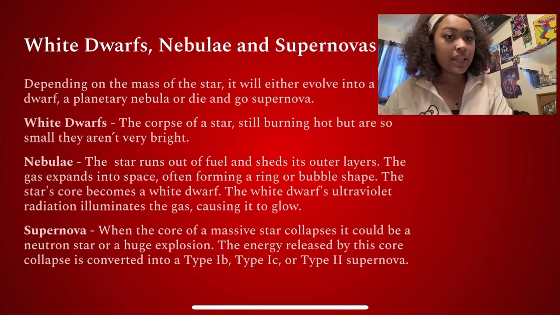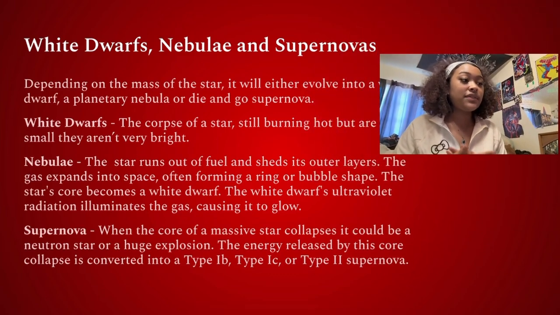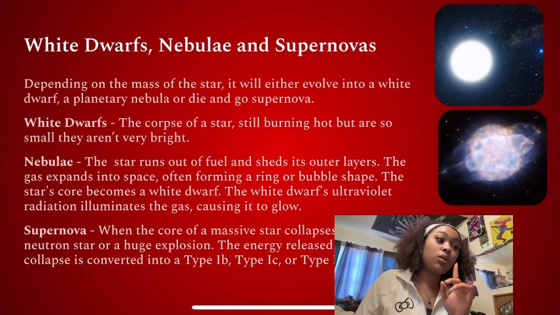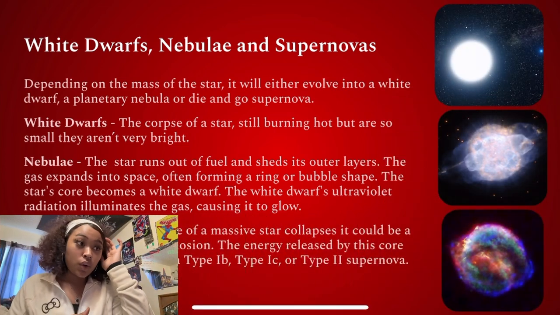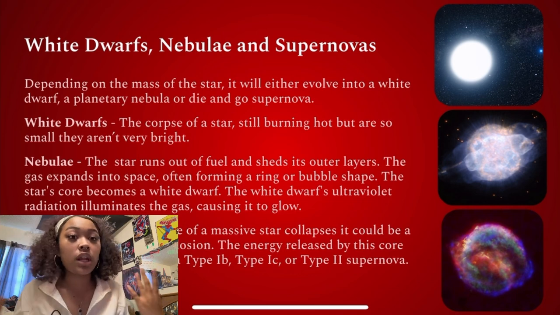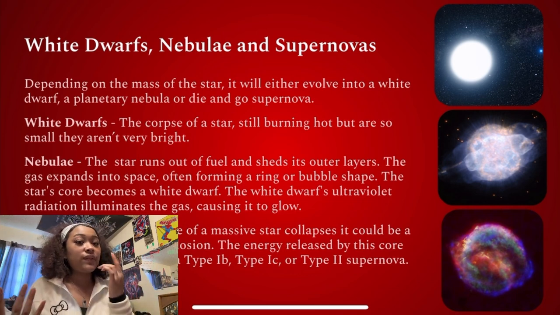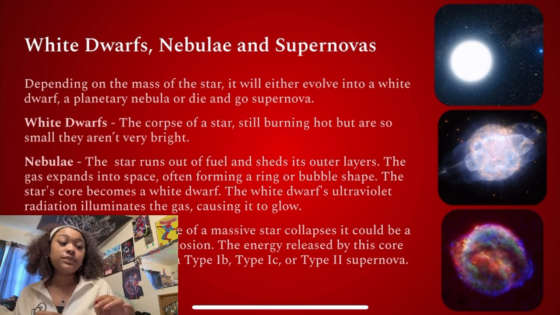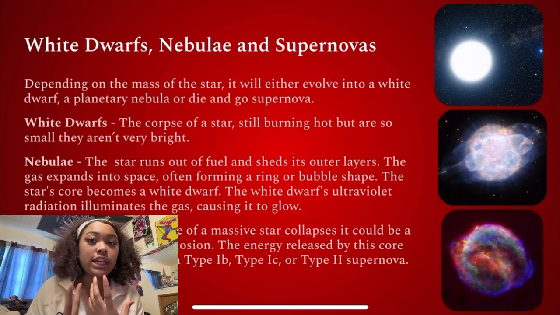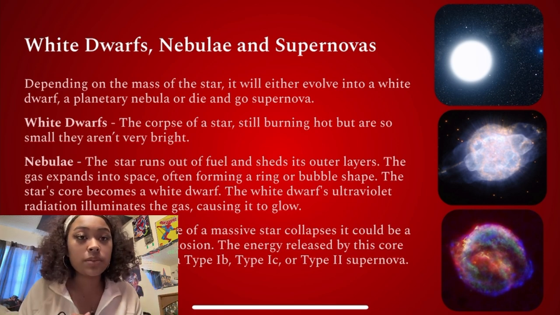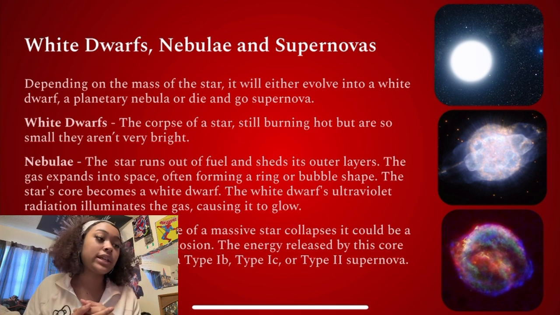White dwarfs, nebulae, and supernovas. Depending on the mass of the star, it will either evolve into a white dwarf, a planetary nebula, or die and go supernova. So white dwarfs are the corpse of a star, and they're still burning really hot, but they're so small that they're not even bright. A white dwarf's color is usually white. So this is the type A stars. White dwarfs are essentially little things still giving off heat. We're just looking at a corpse of a star. That's what a white dwarf is.